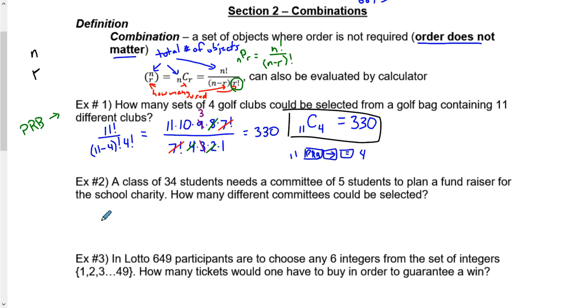Well, if we have 34 total students and we only have to select 5, it doesn't matter which 5. It's not like the first person selected gets 50% of the voting power and all that kind of jazz. If the order doesn't matter, we're going to use a combination. So 34C5 will be 278,256.